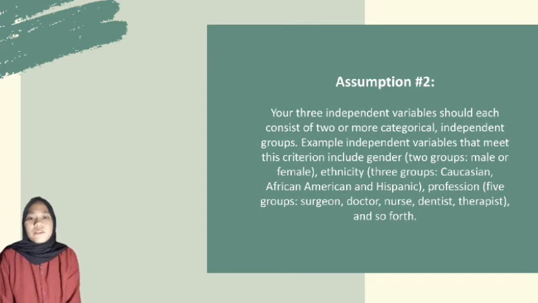Assumption 2. Your three independent variables should each consist of two or more categorical, independent groups. Examples of independent variables that meet this criterion include gender, two groups, male or female, ethnicity, three groups, Caucasian, African American, and Hispanic, profession, five groups, surgeon, doctor, nurse, dentist, therapist, and so forth.